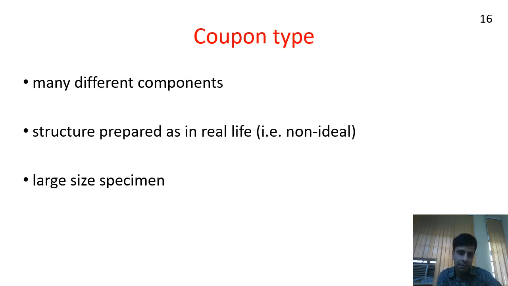And for coupon type, you will have many different components which are joined together. If you just Google Airbus A400M wing testing, you will see lots of results about how it is tested. It's really big structures that can be tested nowadays. Structure is prepared as in real life, so there can be defects, there can be welds, rivets which are not ideal, uneven surfaces, etc. And specimen is usually quite large.